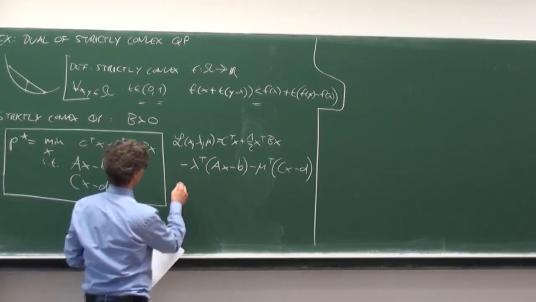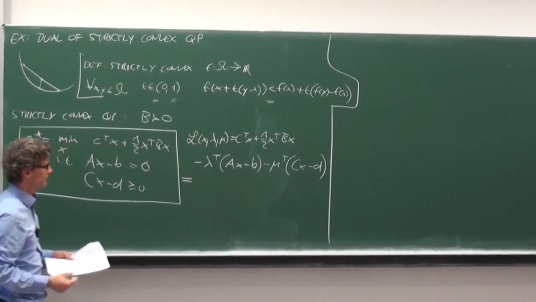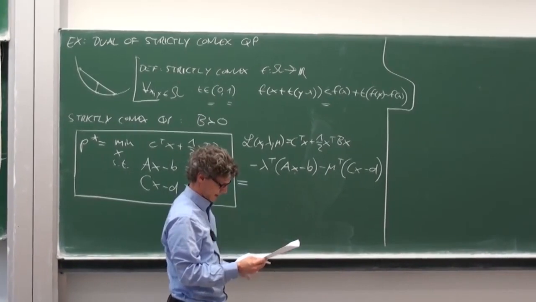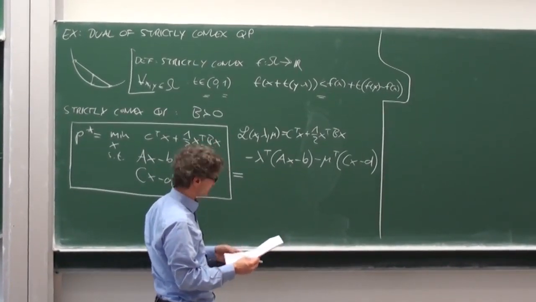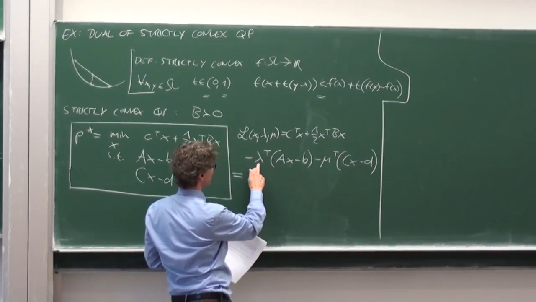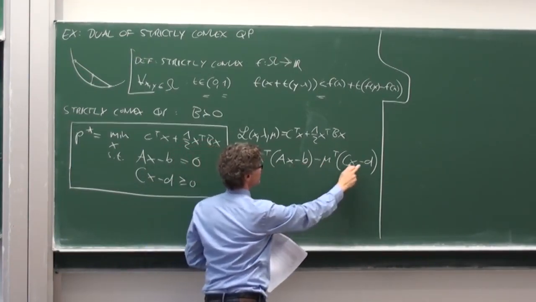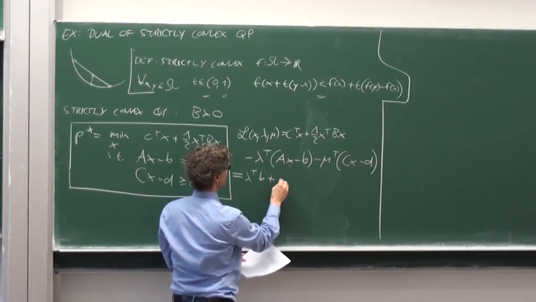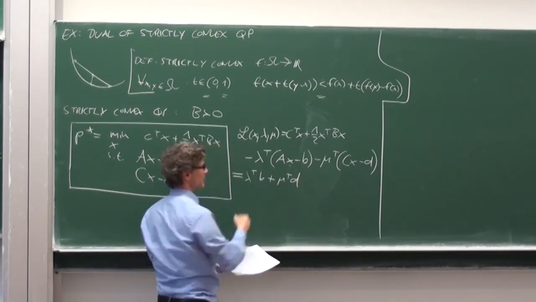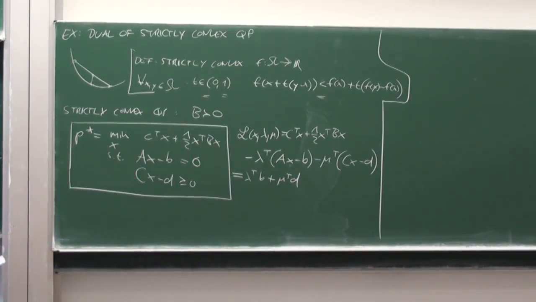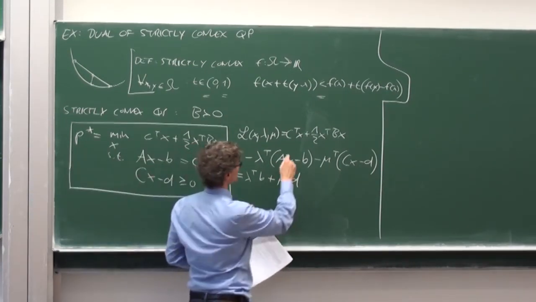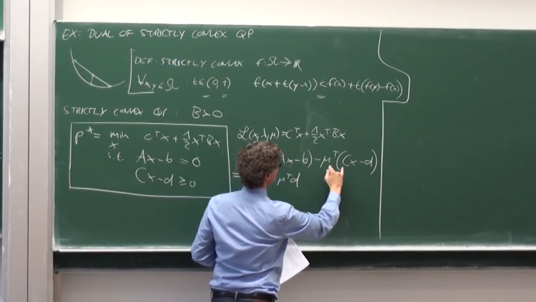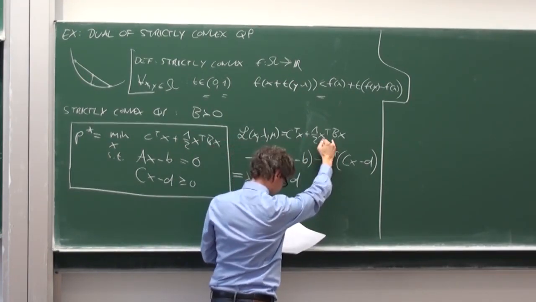And now I reorder these terms a little bit, still the Lagrangian, so that everything that appears with an x is isolated, and everything which is not appearing with an x is separate. There is no x with this lambda times b and this mu times d. So first we have lambda transpose b plus mu transpose d. These two things are completely independent of x. The remaining terms all depend on x, and some of them are linear, and this is a quadratic term.